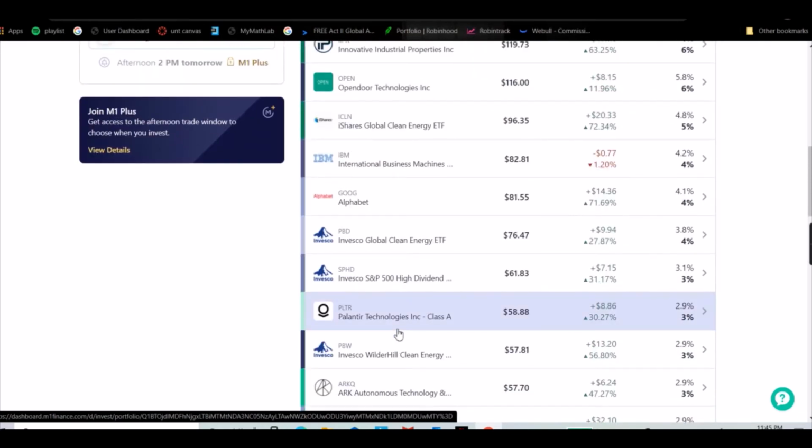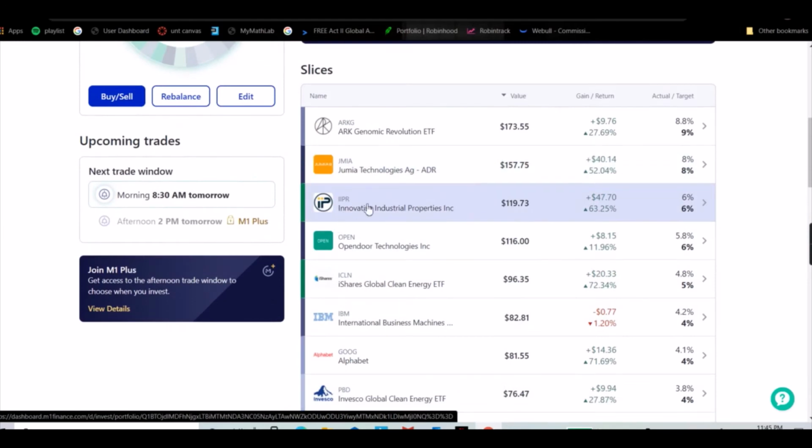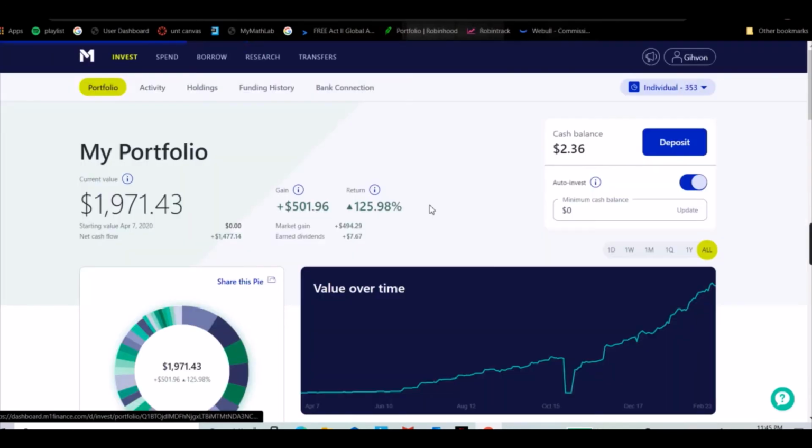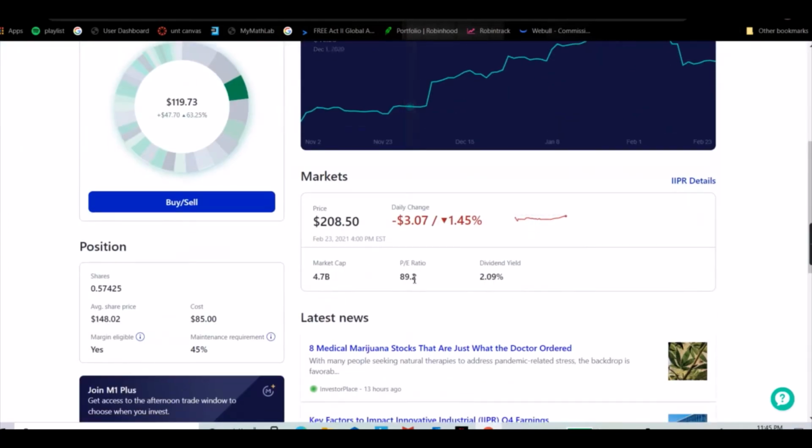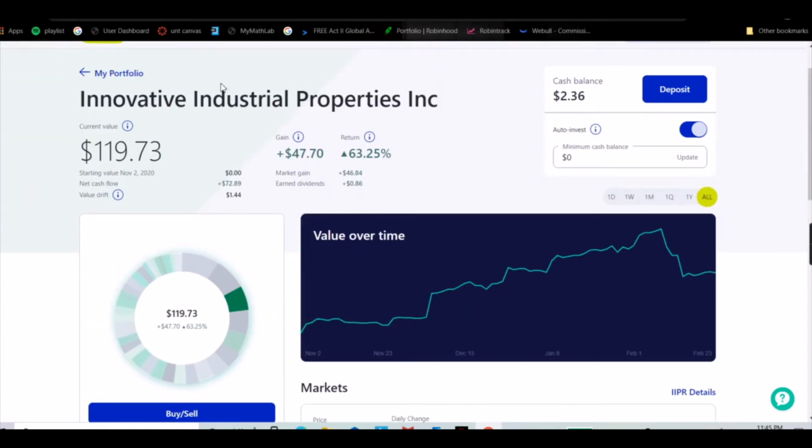Not an incredible amount of my portfolio is in REITs, I think about 5%. Actually, when you include Innovative Industrial Properties, I believe I have over 15% of my portfolio in REITs. So I think that's actually a good amount. These REITs are what are generating most of my dividends. I don't have a very high dividend yield on this account, but these REITs are giving me dividends.